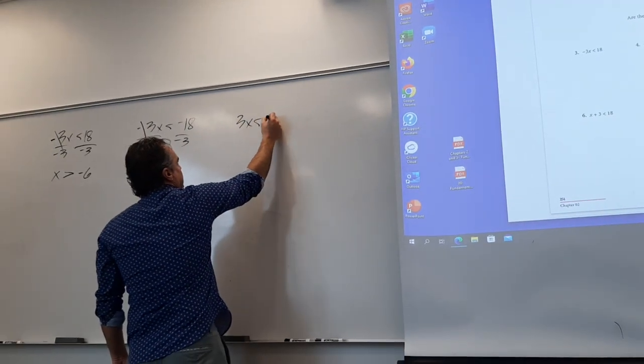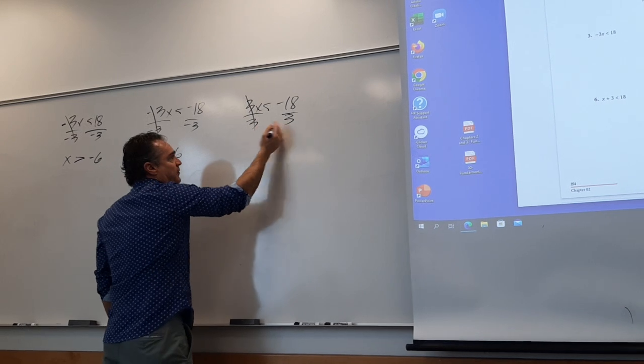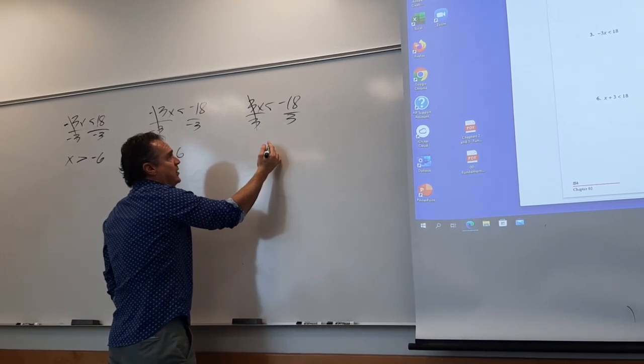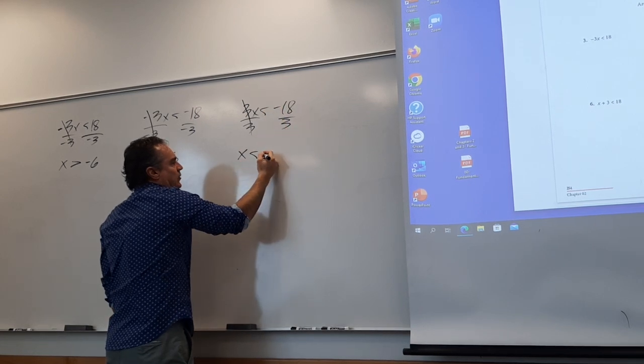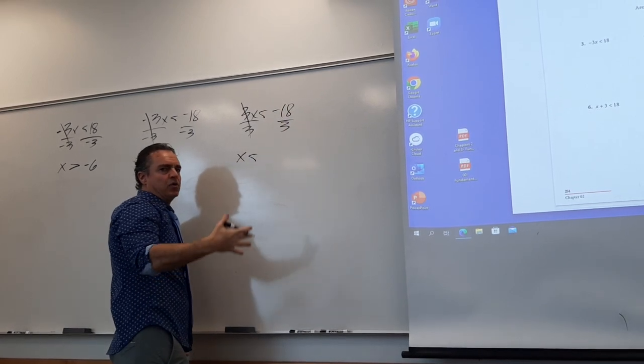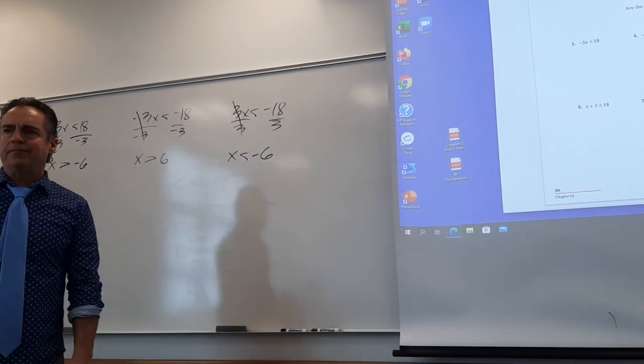3x is less than negative 18. Here we divide by 3 and divide by 3. Again, did we divide both sides by a negative? No, we did not. So the sign is staying the same. Sometimes students say, well, that's a negative answer. It doesn't matter what the answer is. Again, it matters what you do to it. This is just x is less than negative 6. Tell me, woo, if you got it right.